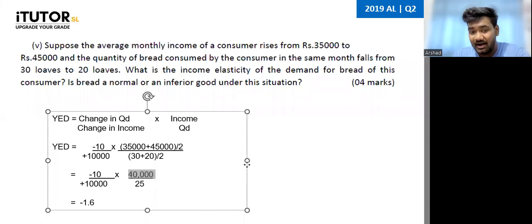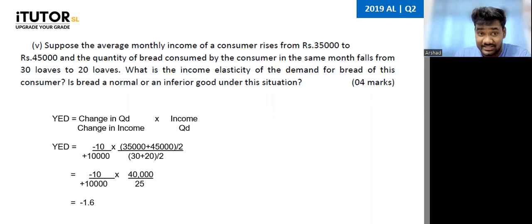That is the first part of your question. What is the income elasticity? Second part, is bread a normal or an inferior good under this situation? What can you say? Minus 1.6. How do you interpret that? Minus 1.6 makes the good an inferior good. Okay, so that is what you have to do.